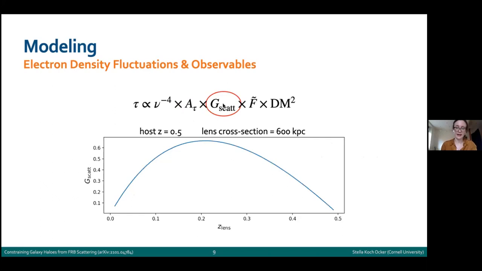So the other main factor here is G scat. And G scat represents the relative configuration of the lens, the source, and the observer. And so this plot here is just showing you G scat as a function of lens redshift, for a constant host redshift of 0.5 and a constant path length through the lens of 600 kiloparsecs. And so as you can see, the leverage from G scat is largest about halfway between the source and the observer, right? But the total amount of scattering that we see is not just dependent on G scat, it also depends on all of these other factors. And so the last piece of the puzzle is the dispersion measure, DM.